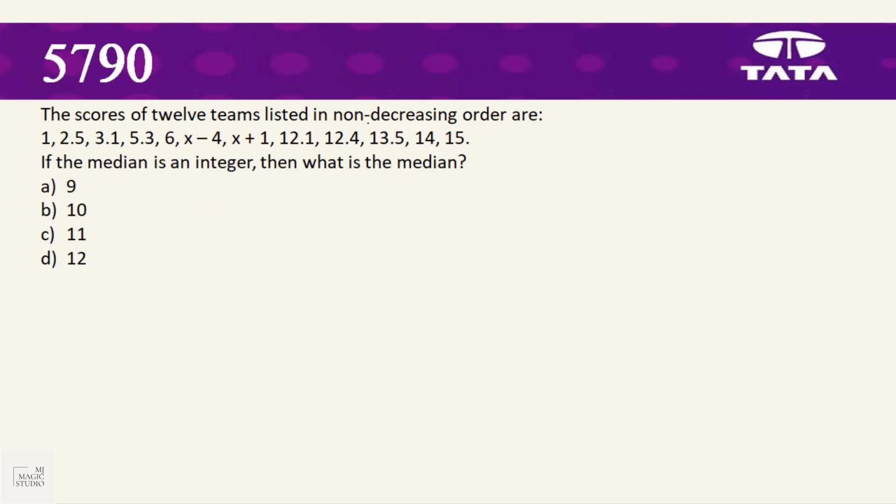The scores of 12 teams listed in non-decreasing order are given. Non-decreasing order means increasing order. Generally, we need to arrange the numbers in ascending or descending order to find the median. Since there are 12 teams, median would be 12 by 2, that is 6th term plus value of 7th term divided by 2.